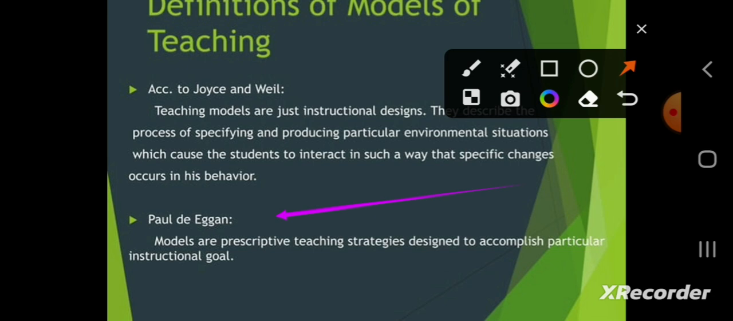Models are prescriptive teaching strategies designed to accomplish particular instructional goals. In essence, Joyce and Weil's approach is more about the context and interaction within the learning environment, while Eggen's approach focuses on the strategic implementation to reach educational objectives.